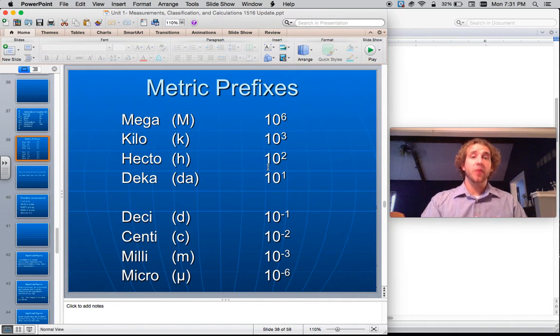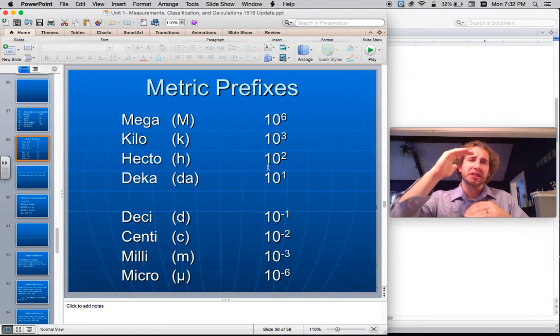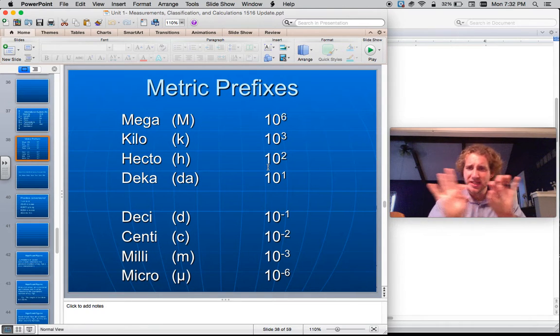Same goes for kilo. 1 kilometer is 10 to the third, which is 10 times 10, which is 100, times 10 more, which is 1,000 meters. Now, really, in chemistry, we're going to work with kind of the core 6, that kilo to milli, with the base unit kind of right there in the middle.